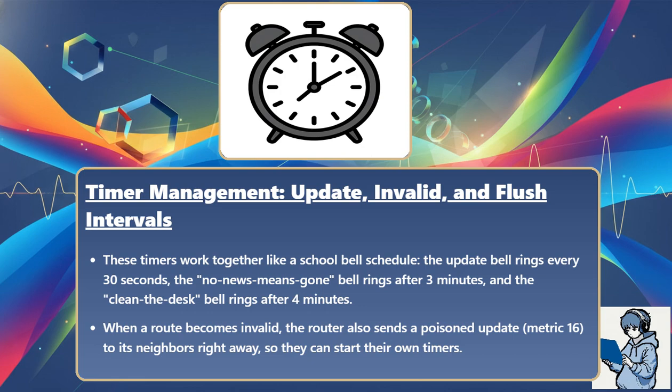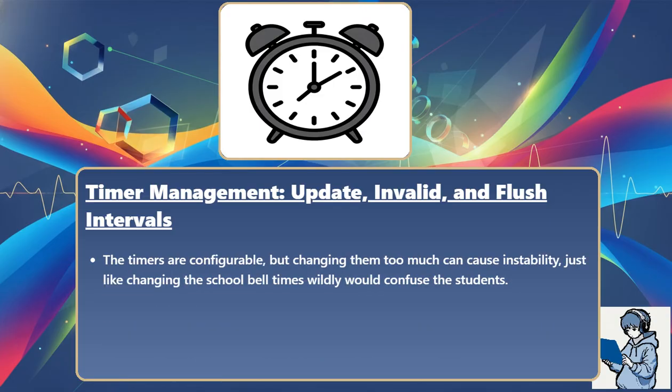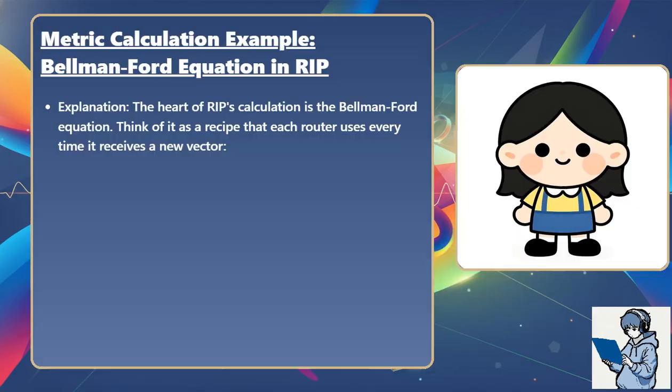When a route becomes invalid, the router also sends a poisoned update, metric 16, to its neighbors right away so they can start their own timers. The timers are configurable, but changing them too much can cause instability, just like changing the school bell times wildly would confuse the students. Explanation: the heart of RIP's calculation is the Bellman-Ford equation.